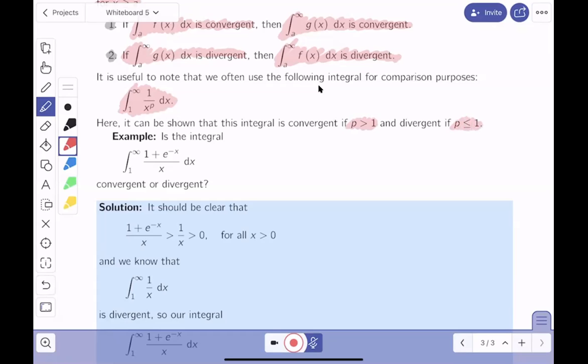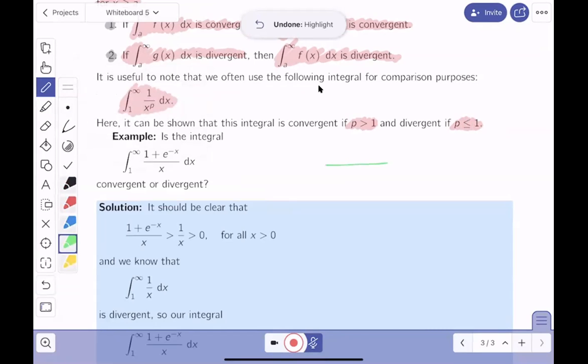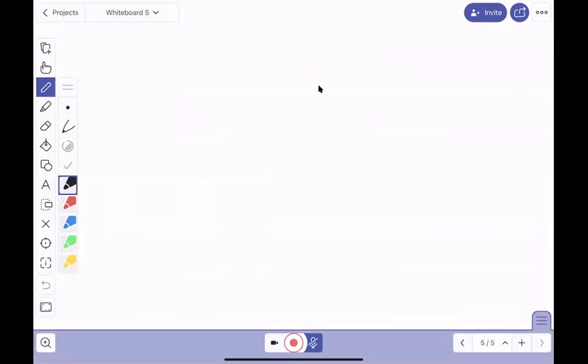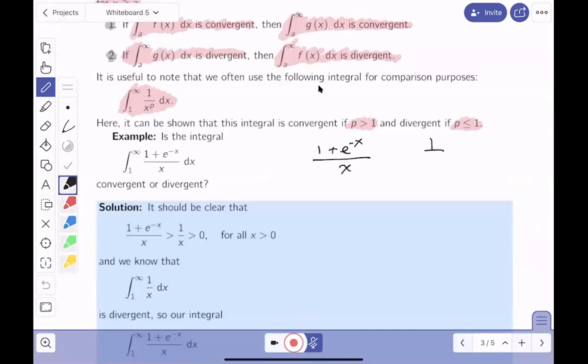So what I'm going to say over here is that I want to make a comparison, but I don't know what comparison to make. But I'm looking at this guy over here. Let me write this down for you. I'm looking at the integrand, and I'm wondering who to compare it to. I'm saying it's got to be that 1 over x to the p. Well, I'm going to pick p to be 1. Sorry about that.